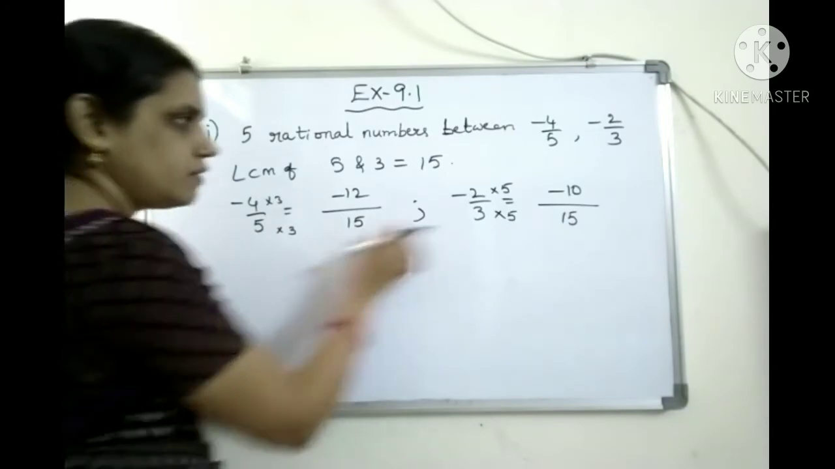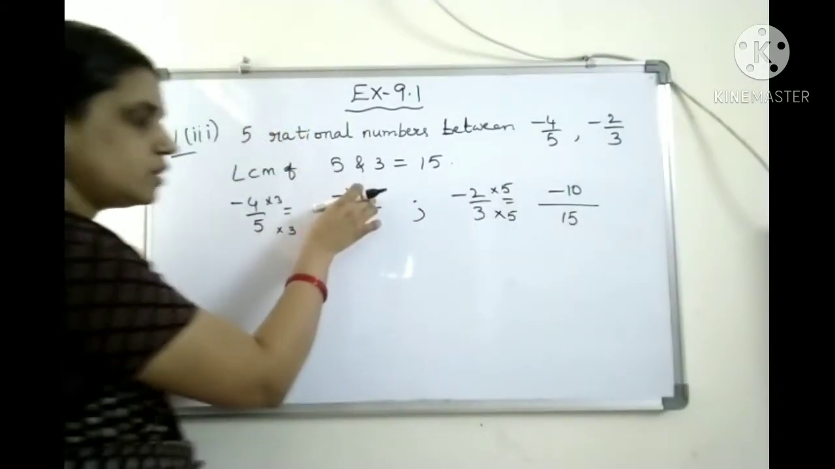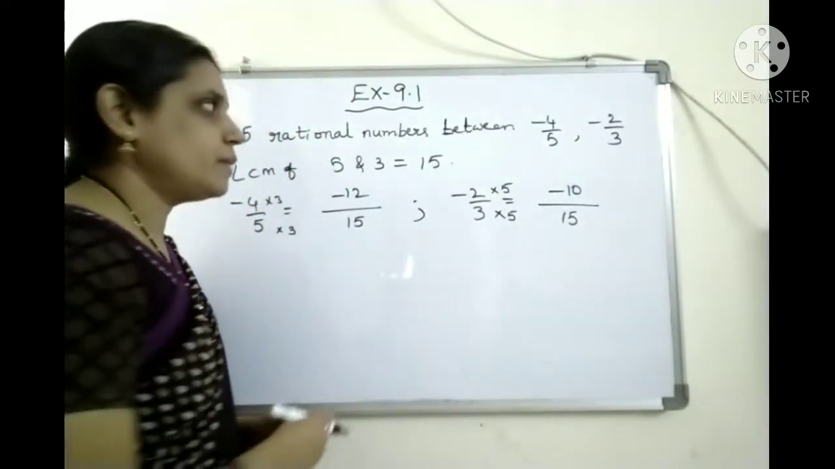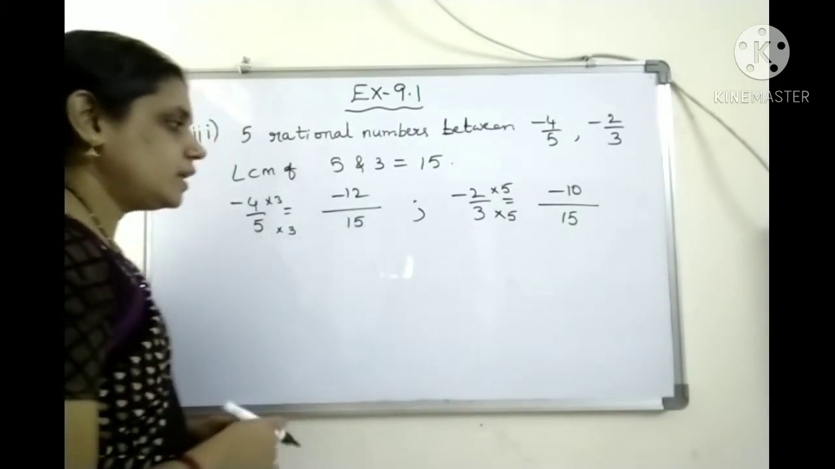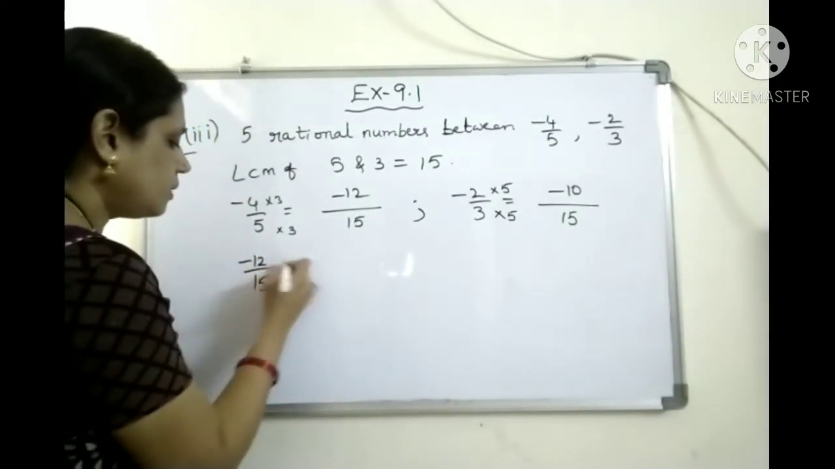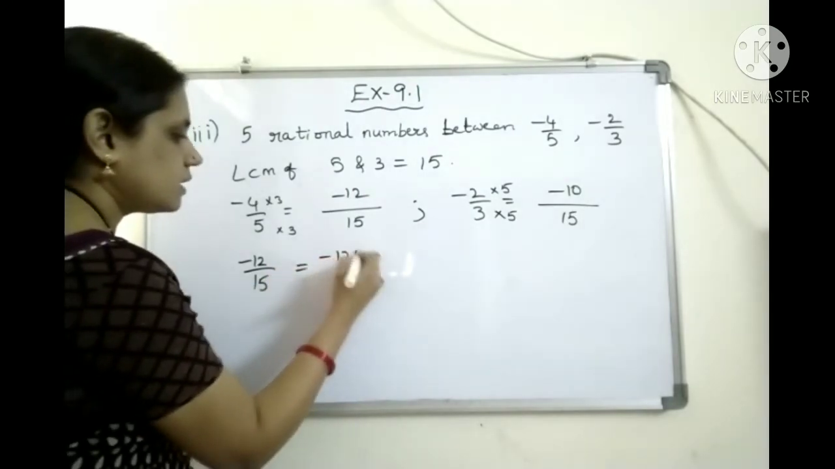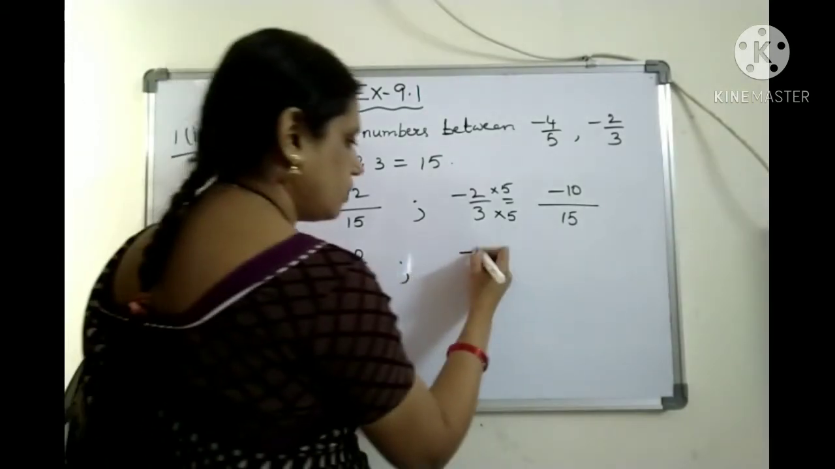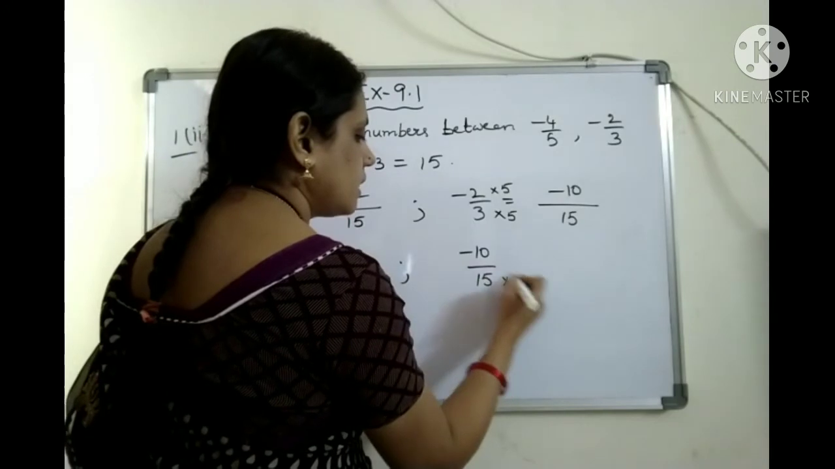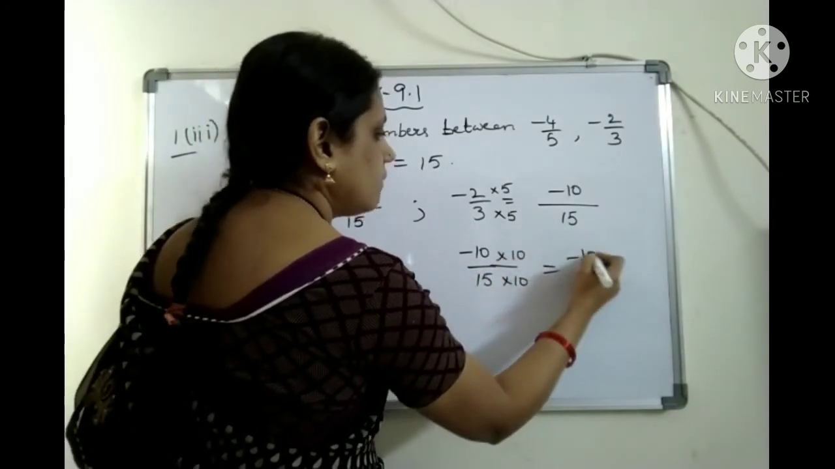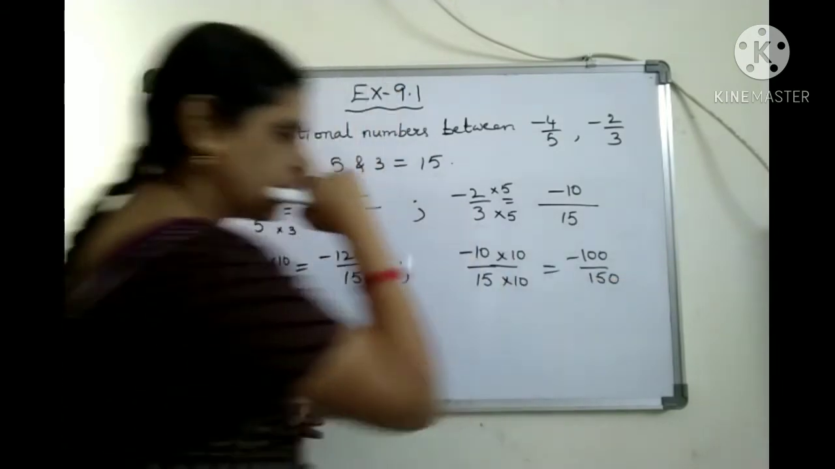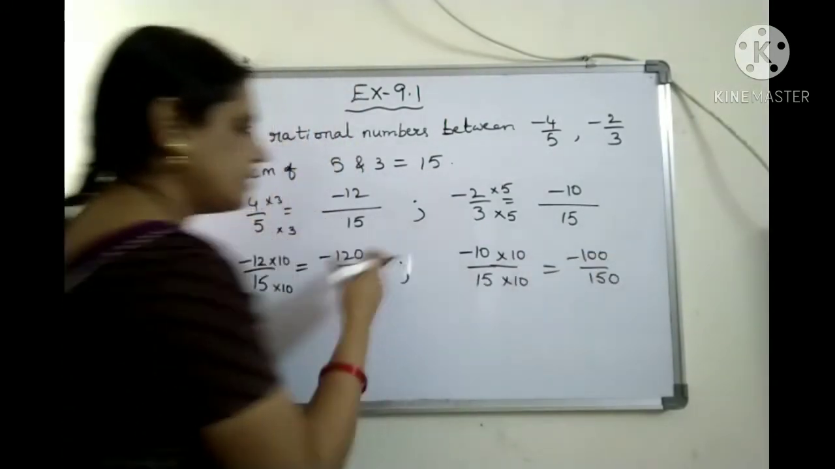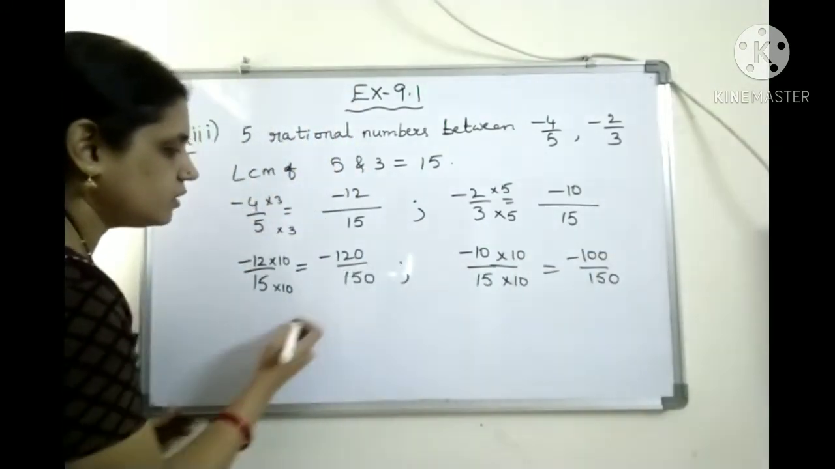Now minus 12 by 15 and minus 10 by 15. If you observe the numerators, minus 12 and minus 10, in between these two only one integer we have, that is minus 11. But we have to write 5 rational numbers. So what can be done? Minus 12 by 15 can be multiplied with 10. Then we get minus 120 by 150. Here again I am telling children, multiplying with 10 is not at all the rule. Minus 10 by 15 into 10. Since into 10 is easy, we are doing like that. Okay. So minus 100 by 150. Now in between minus 120 and minus 100, we can write the integers as the numerators.